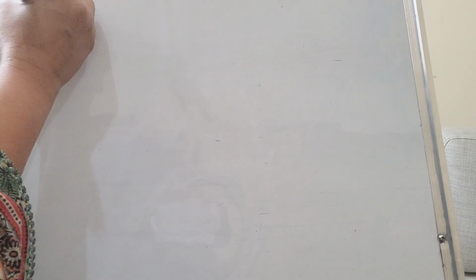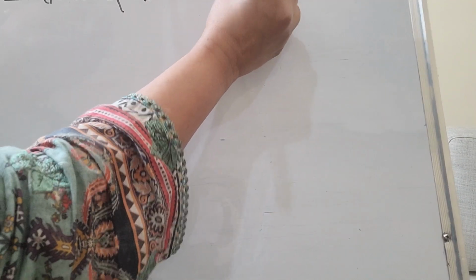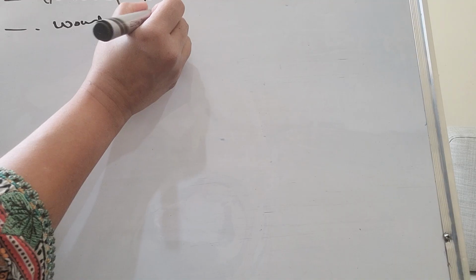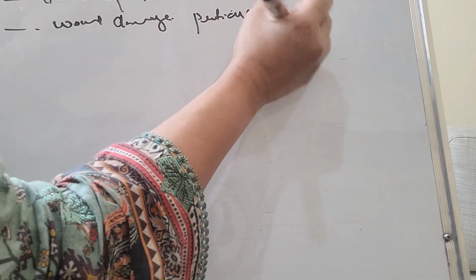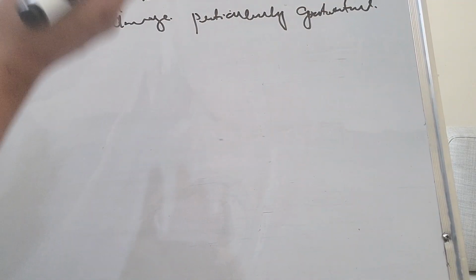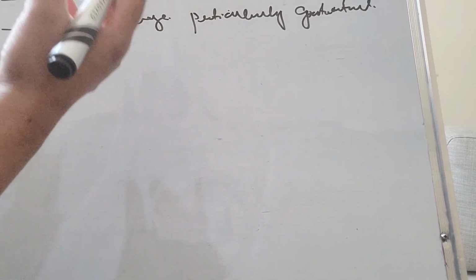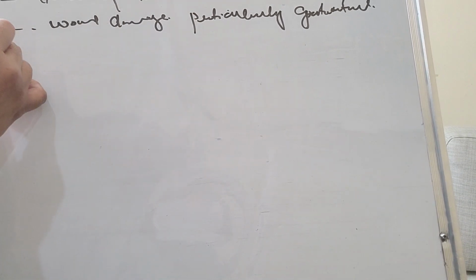Third is vomiting and diarrhea. D is wound drainage, particularly gastrointestinal. Sometimes we put in an NG tube, so secretions come out through the NG tube, or the drain we are putting in. Due to this reason also, hypokalemia can occur.